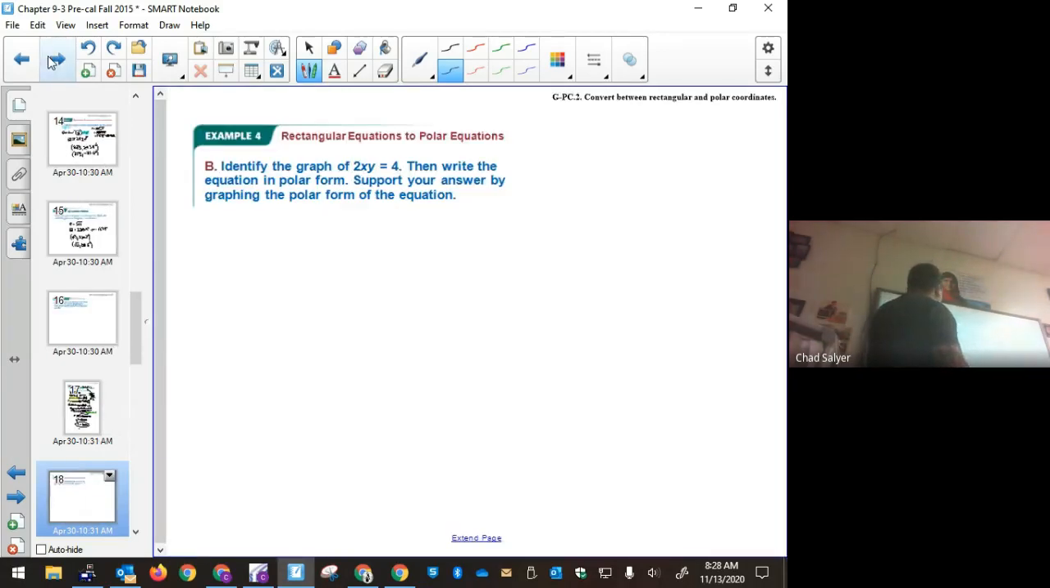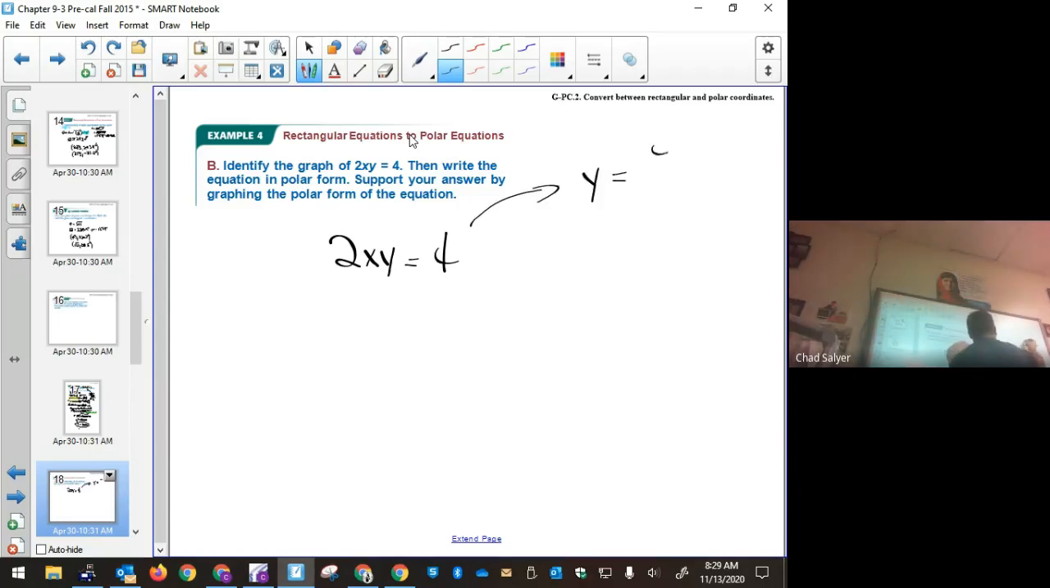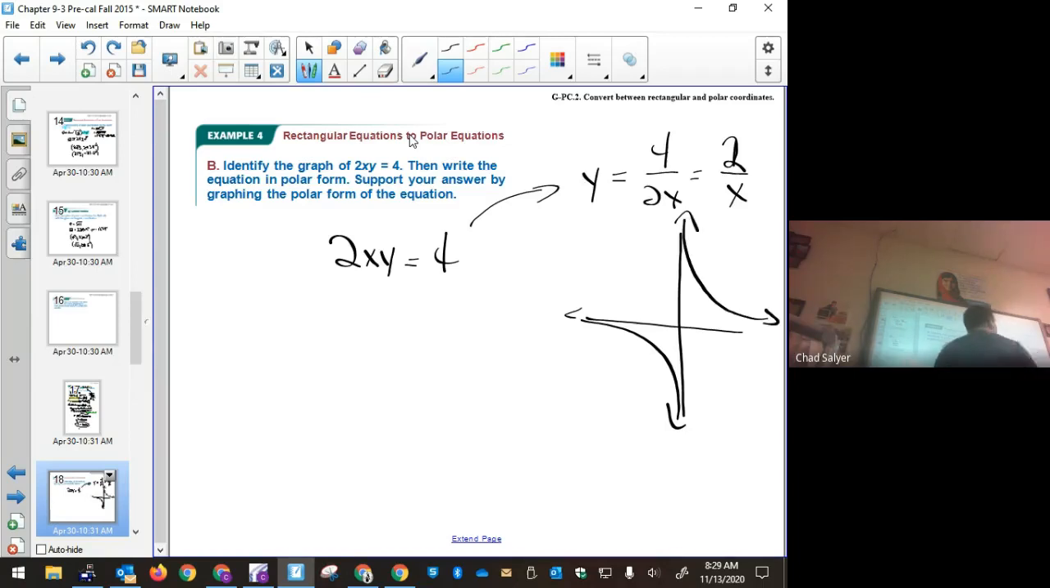Okay. Next, we got 2xy equals 4. So what the heck is that going to look like in rectangular? Well, if I rewrite it, I can say y equals 4 divided by 2x, or 2 over x. That's going to be the reciprocal. You remember that graph looked like this. I don't know if you remember that parent function back in the day, but the reciprocal functions look something like that, so we should expect this kind of shape when we get the polar.